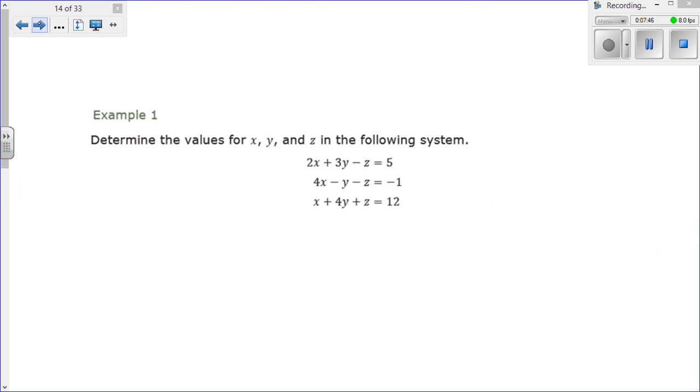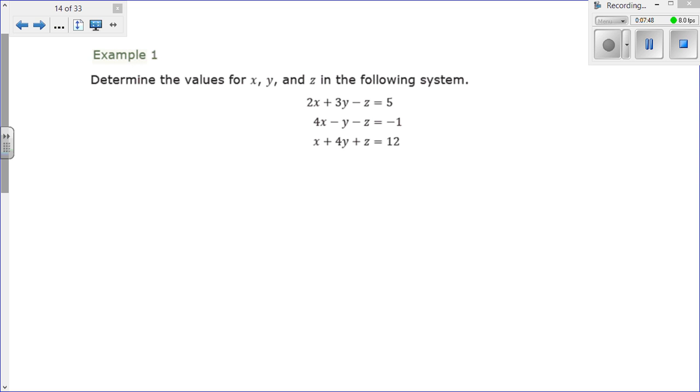All right, this is where life gets a little bit more tricky. Determine the values for x, y, and z. So now I have 3 equations with 3 unknowns. I think it's best if we number the equations. This would be 1, this would be 2, this would be 3. We can only work with 2 equations at a time.